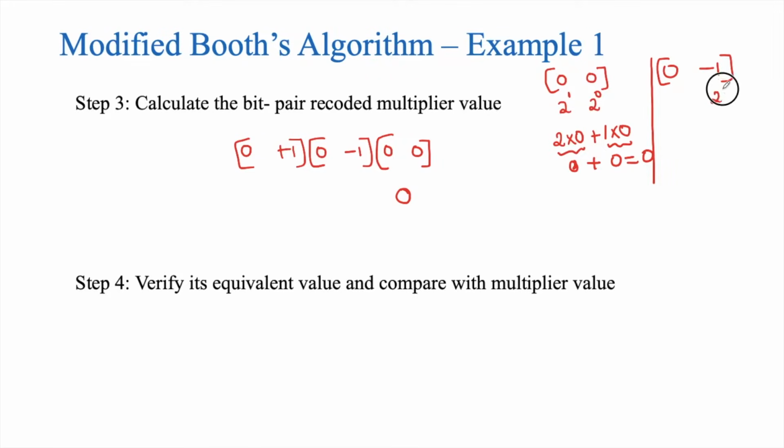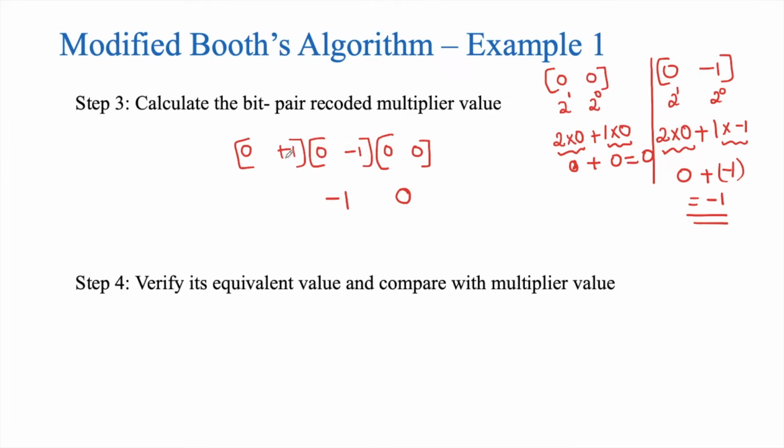Again, we have to put 2 power 0, it is 2 power 1. What is 2 power 1? It is 2. So 2 into what is the value present here? 0. Plus, what is 2 power 0? It is 1. What is the value present here? Minus 1. So 1 into minus 1. 2 into 0 is 0, plus 1 into minus 1 is minus 1, which is equal to 0 plus minus 1 will be minus 1. Therefore, the equivalent of this pair 0 and minus 1 is minus 1.